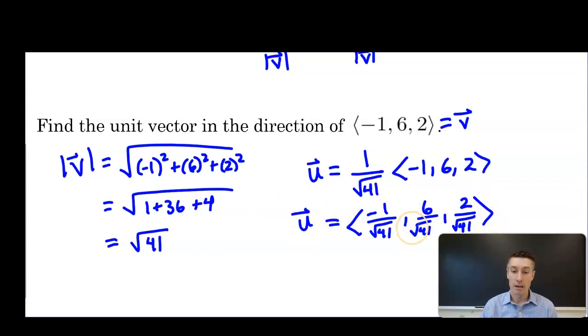And we can check, if we find the magnitude of this vector, we can check pretty quickly that it will be 1. Right? If we square each component, we have 1 over 41 plus 36 over 41 plus 4 over 41. 36 plus 4 plus 1, 41 over 41 is 1. Square root of 1 is 1. Right? So write that out if you find that helpful, but you can see that the magnitude of this vector will be 1. So we did this correctly.